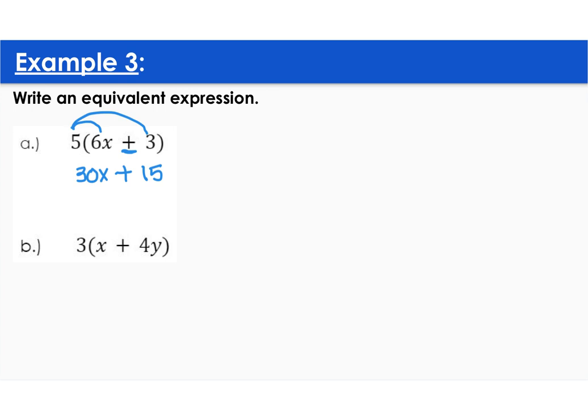So 3 times the quantity x plus 4y, I am going to multiply 3 times the x and then 3 times the 4y. So 3 times x is 3x plus, because of the plus sign here, and it will be positive, 3 times the 4y, 3 times 4 is 12, and I have 1y with that.